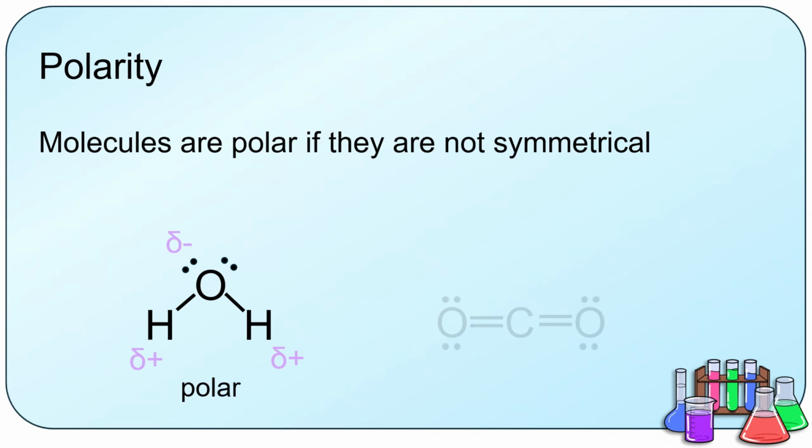On the other hand, carbon dioxide is a symmetrical molecule. Oxygen is more electronegative than carbon, so oxygen has a stronger pull on the electrons, but the pull on both sides cancel out, so carbon dioxide's symmetrical geometry makes it nonpolar.